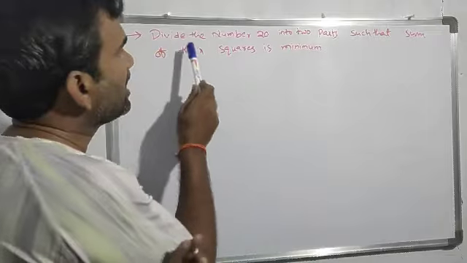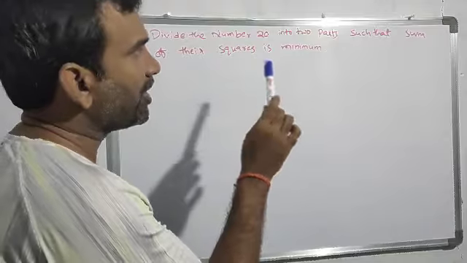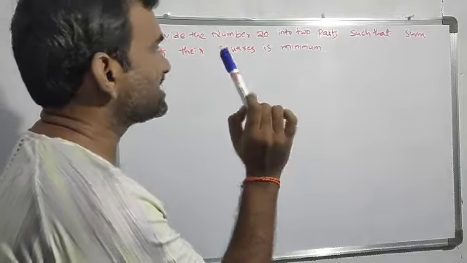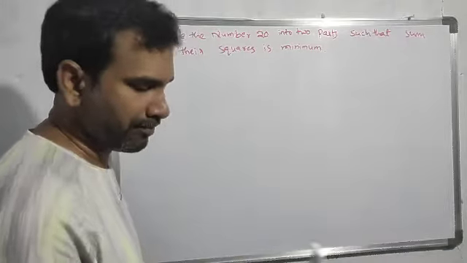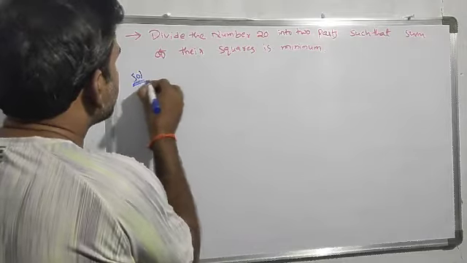Just observe here. Divide the number 20 into two parts such that the sum of their squares is minimum. So in the solution, I am just taking that.